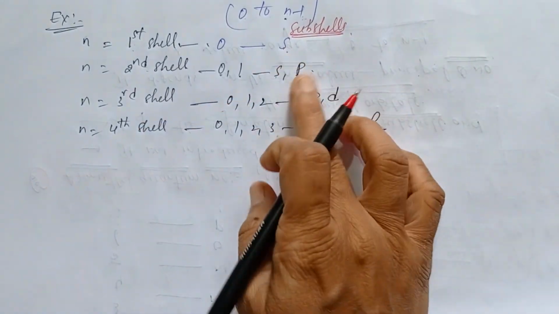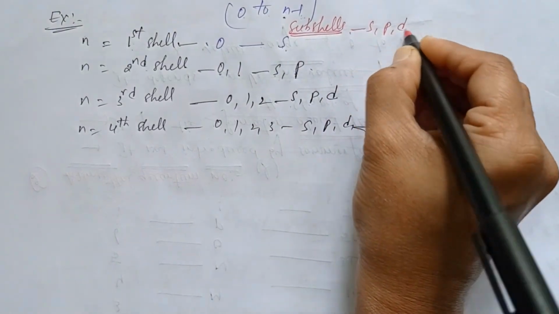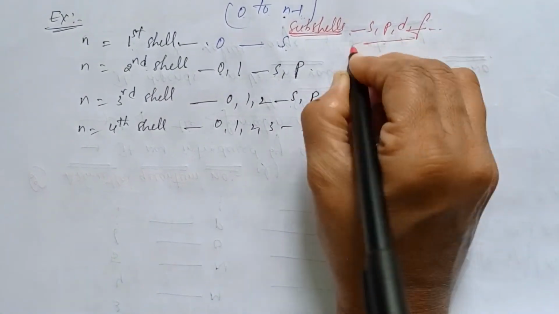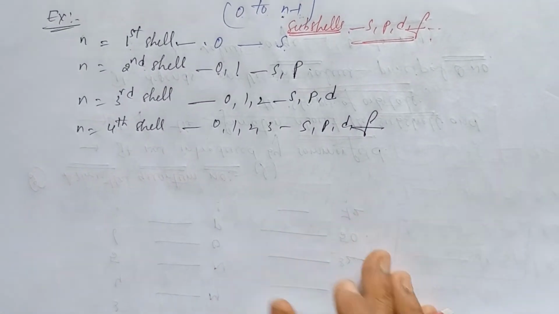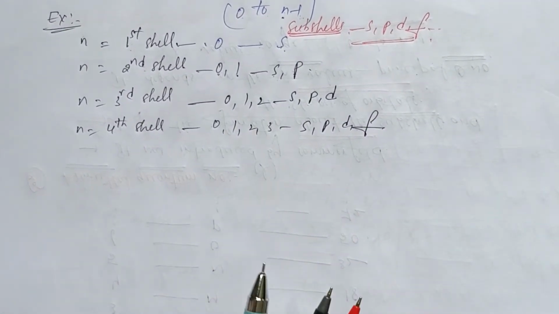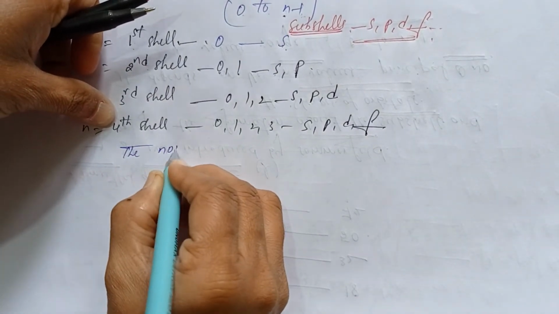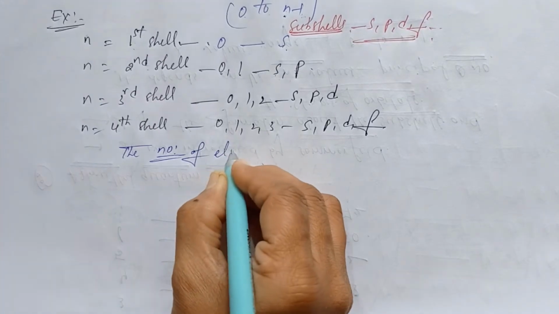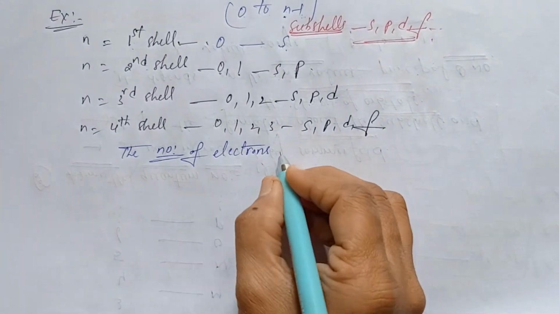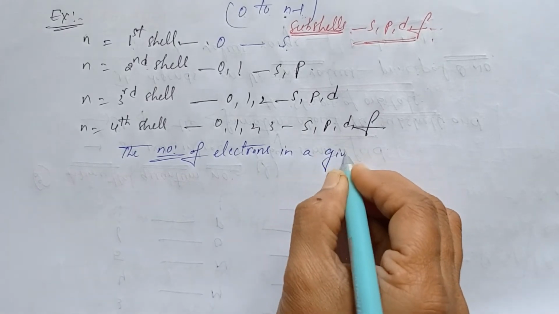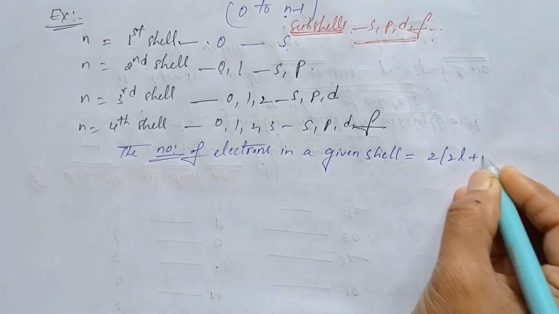Subshells are represented as S, SP, SPD, SPDF. Are you clear? Now see, students, the number of electrons in the given subshell. What is the formula? The number of electrons in a given subshell, the formula is 2 into 2L plus 1.